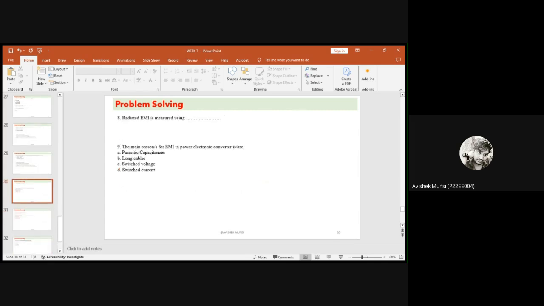So next, radiated EMI is measured using another one, and the main reason for EMI in power electronic converters. So try to answer this too.